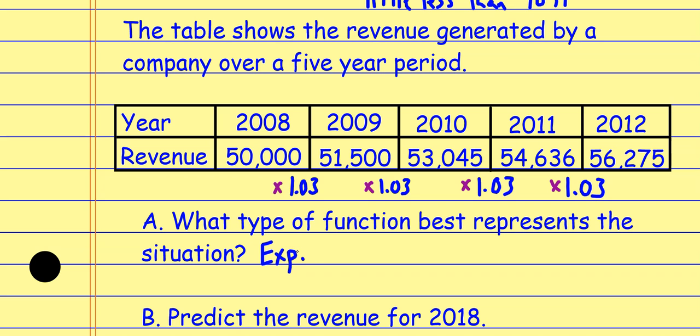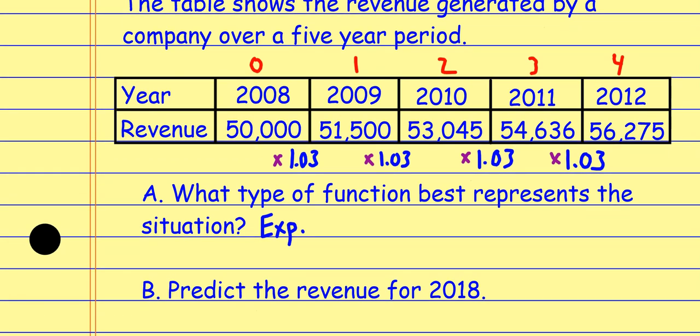And now it wants me to predict the revenue in 2018. See, this one is one where we have to interpret this and write an equation. The last one we were just interpreting and figuring out the situation. But now this one, we need an equation in order to make predictions. So here's what I'm going to do. I'm going to call this year 0, year 1, 2, 3, 4.